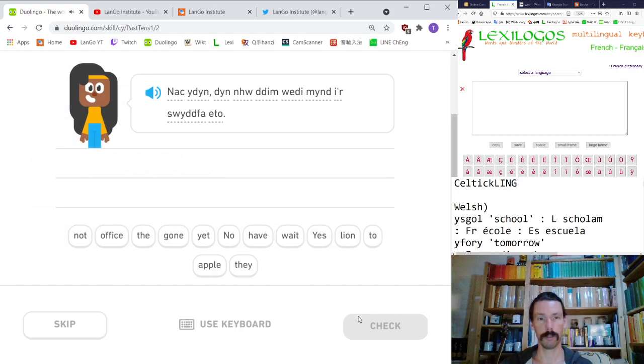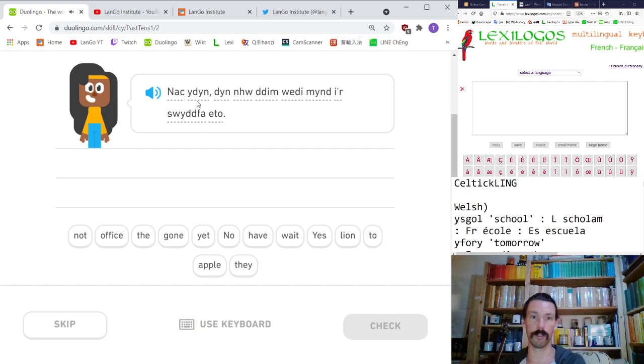Nac ydyn. Dyn nhw ddim wedi mynd i'r swyddfa eto. They have not gone to the office yet. Nac ydyn. Dyn nhw ddim wedi mynd i'r swyddfa eto. Melody to it. Great rhythm. Nac ydyn.